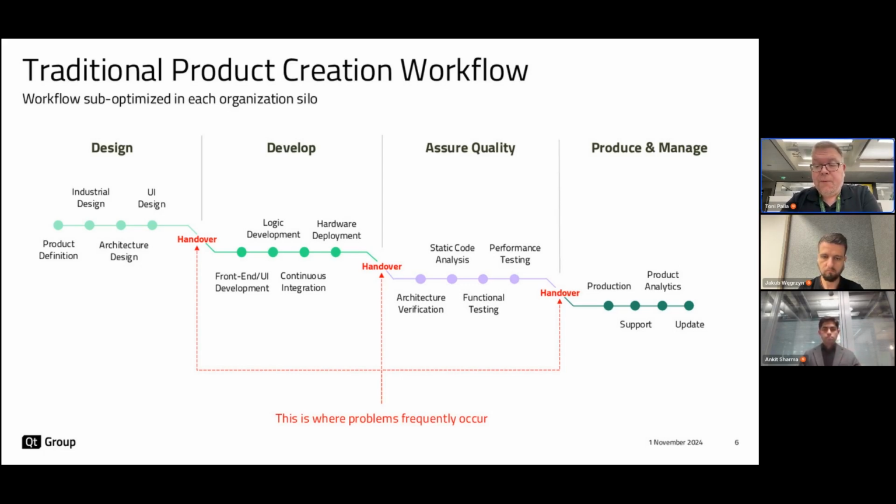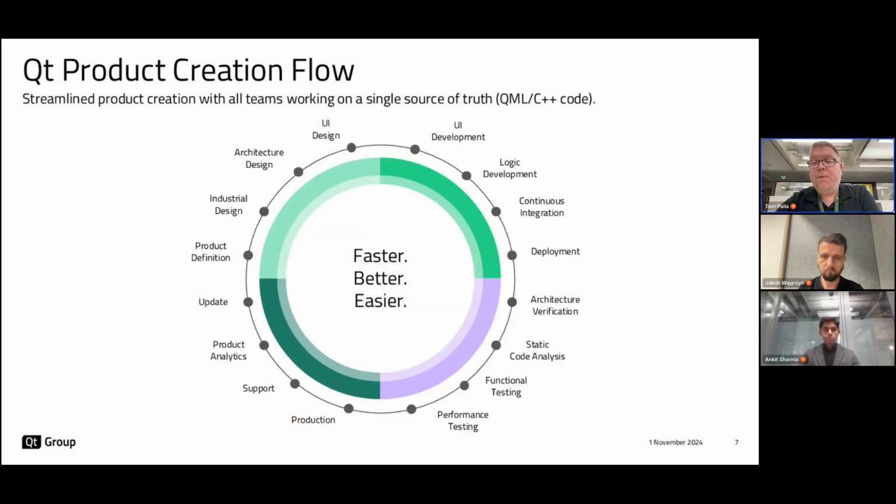And at Qt, on our side, our solution is actually to run as much in parallel as possible. The UI development can start based on the prototypes, the logic development, architecture verification, all in parallel, which actually then leads to faster, better, easier development and production of products, and especially in the medical domain. So with this, I would like to hand over to Ankit to talk about the Infineon Traveo 2 platform.